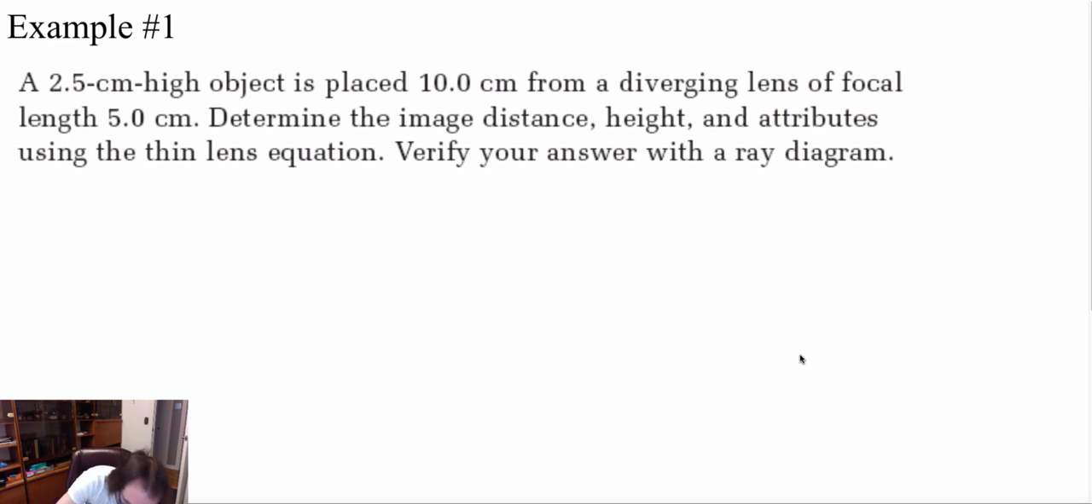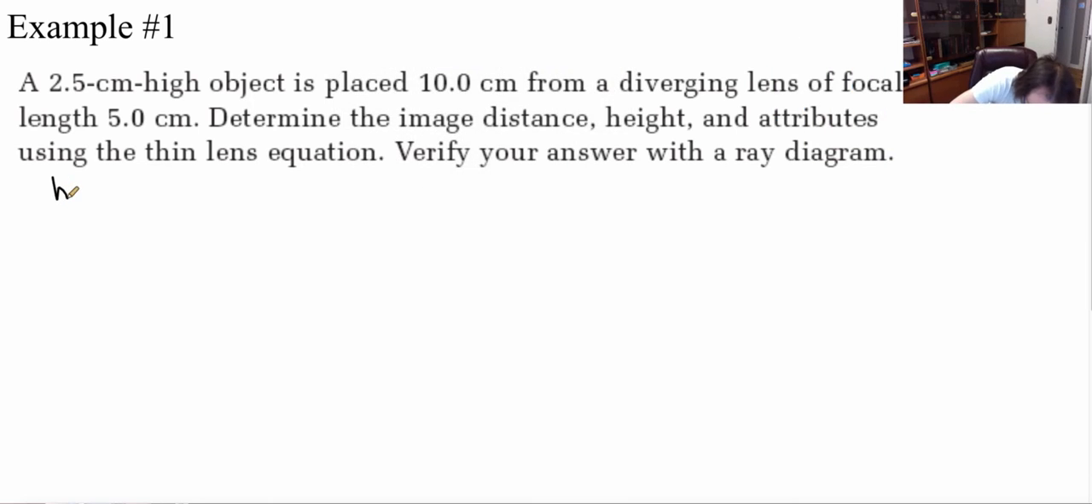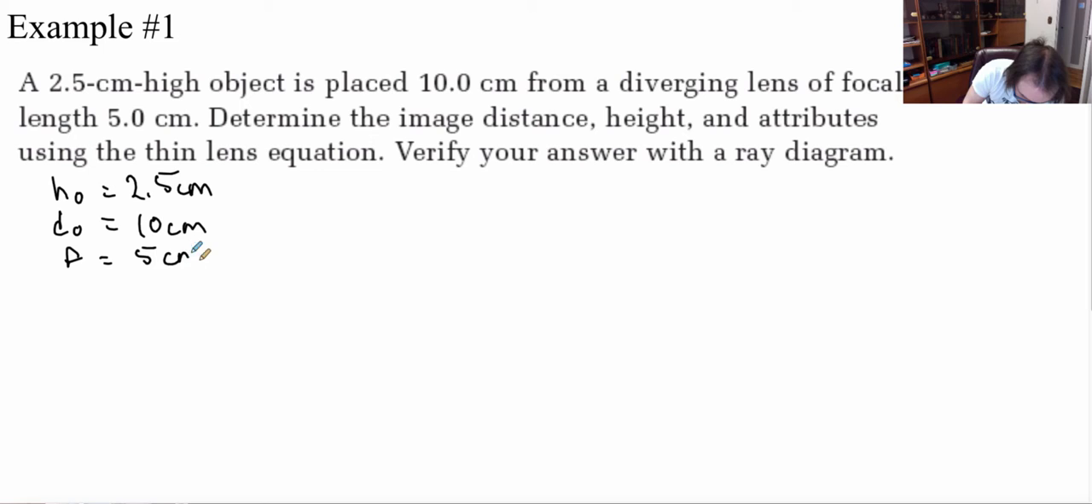First, I know my height of object is equal to 2.5 centimeters. We also know my distance of object is equal to 10 centimeters. I know my focal length is equal to 5 centimeters. I am trying to figure out what is the distance of the image, and I'm also trying to figure out what is the height of the image.